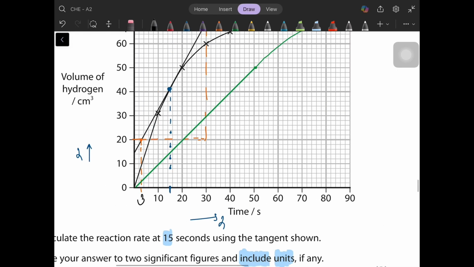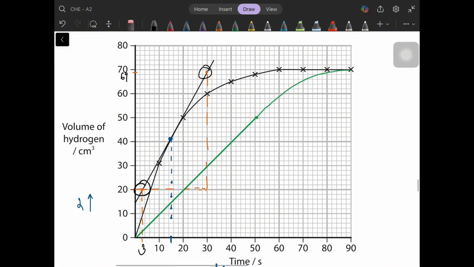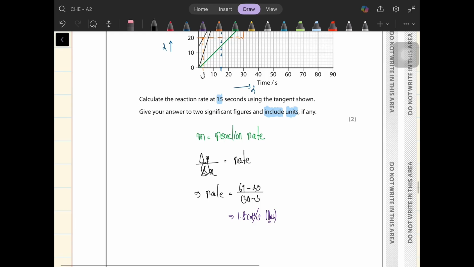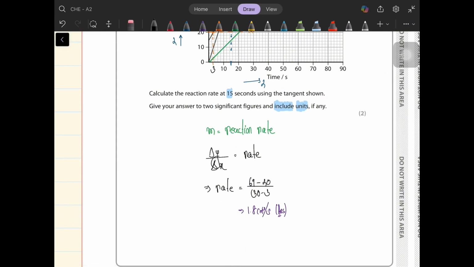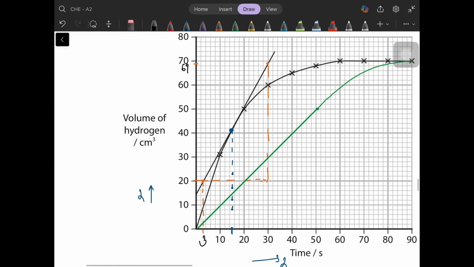So at 15 seconds you're going to draw up this tangent, right? And what you're basically going to do is find the gradient of this tangent to find the rate. You find two suitable points from the graph, and you then find the rate of reaction. So delta y by delta x is going to be, I have taken 69 and 20 as my y values, and 30 and 3 as my x values. I mean, you can basically take any values, but make sure that it covers at least 50% of your gradient, right?